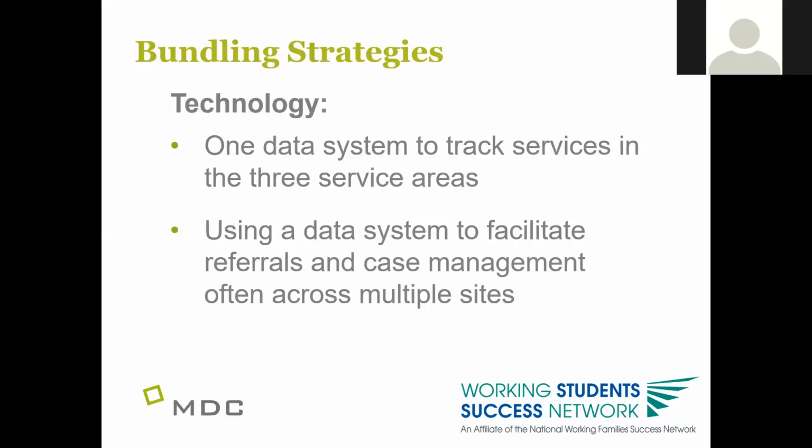And then finally, thinking about how technology can help you bundle services. You could use one data system to track services in all three areas to ensure that participants are receiving bundled services. What this could look like is that you're collecting data on your process about who receives two out of three core services in core areas, or who's receiving three out of three core services. And then the next step would be using a data system to facilitate referrals and case management across multiple sites. So that could be across multiple departments, and it could also be that you're using the same tool or data system as community partners who are also providing those services.